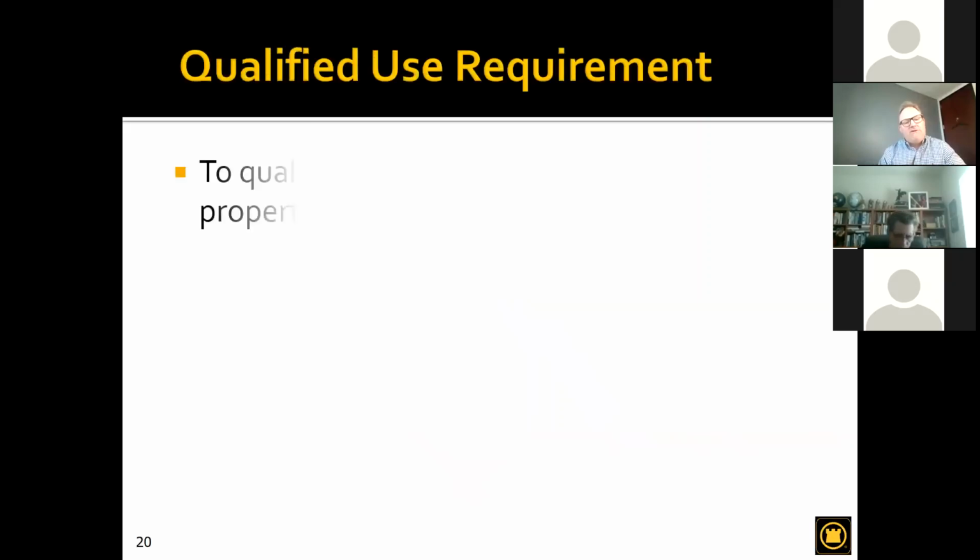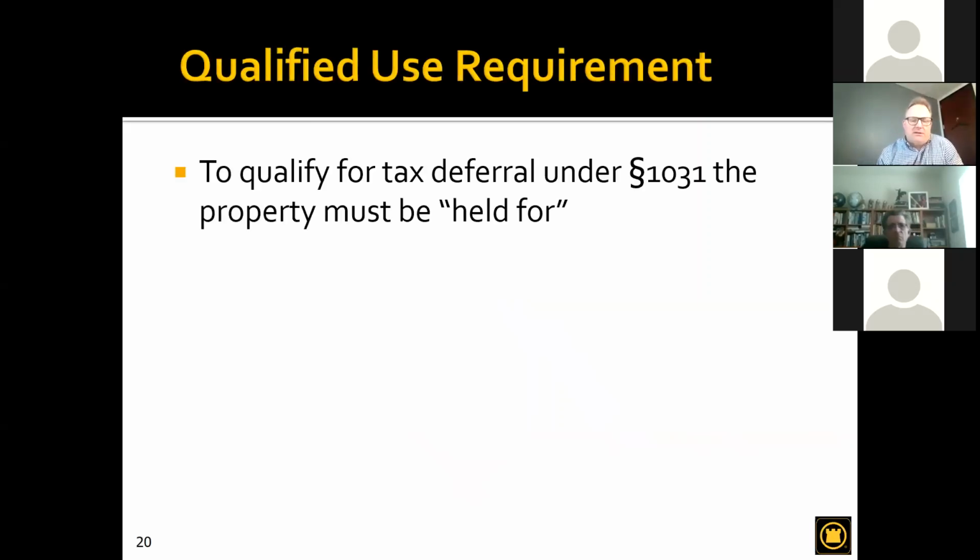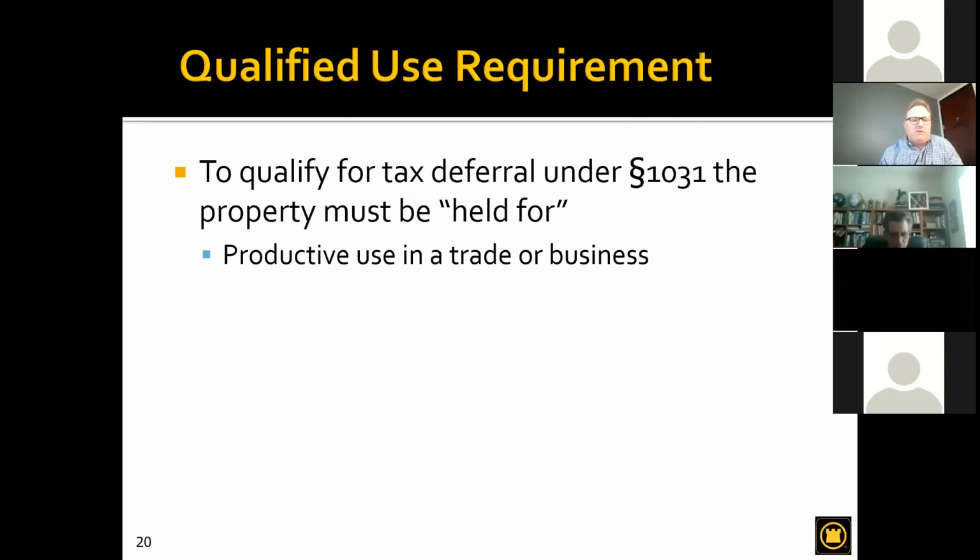Okay, qualified use. This is our second statutory requirement. And again, to qualify for tax deferral under Section 1031, the property must be held for either the productive use in a trade or business. So, doctors that own a building that they're using their practice in, or anybody else that has a business that they're working in personally, or for investment. Those are the only types of properties that qualify. Now, that's very, very broad. So, that's pretty much everything if you really look at it.